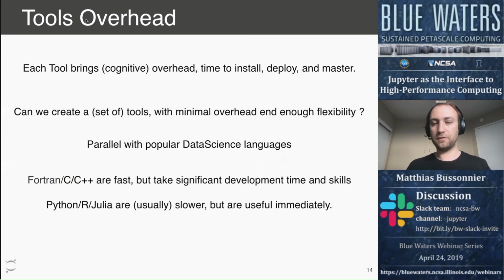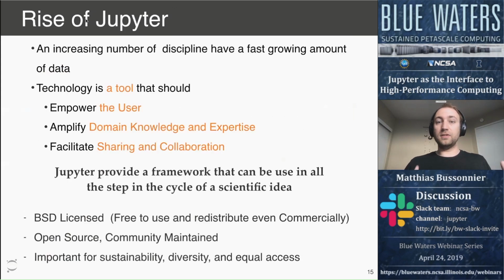So here are some examples of tools overhead. And so that's how Jupyter came to be. We created the notebook, I will discuss it again after. An increasing number of disciplines have a fast growing amount of data, which can be hard to manipulate. And we thought that technology is a tool that should empower the users, allow people from different domains, knowledge and expertise to all work together, and facilitate sharing and collaboration.